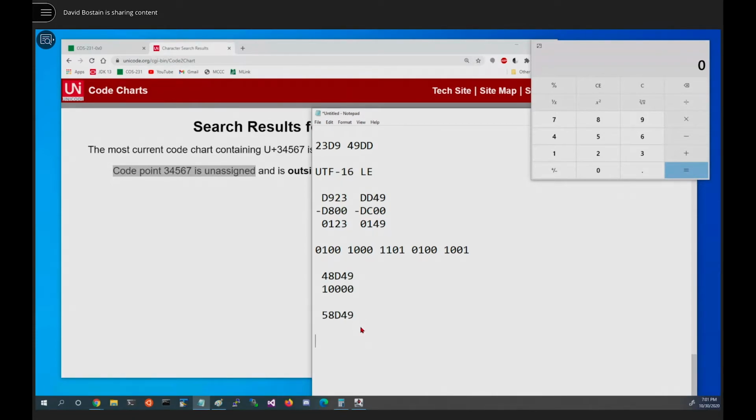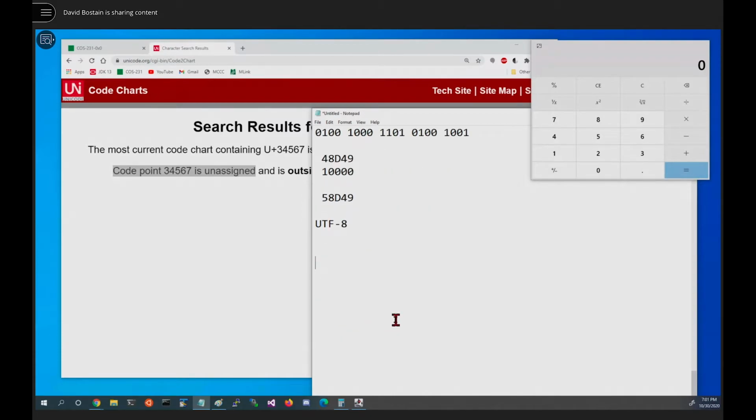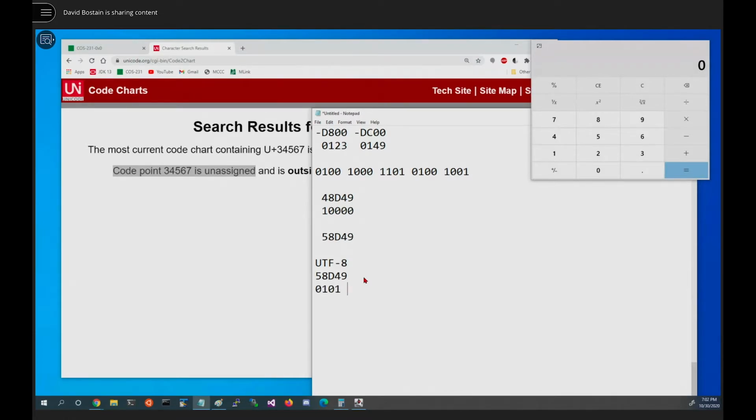Okay, one more type of Unicode we need to worry about, UTF-8. These are bytes, and remember they're the compressed values. So let's just take that last value we created here, and let's figure out how we would write that in UTF-8. I'm going to write it out again in bits.